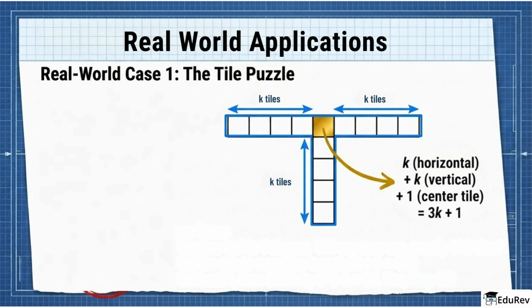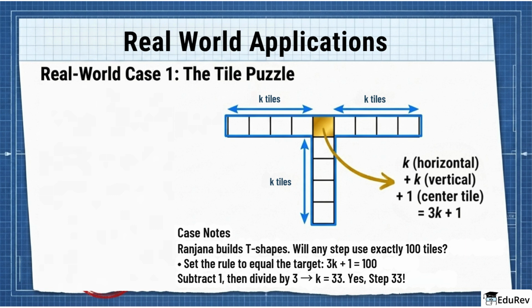And the question is, will any step use exactly 100 tiles? So we take our rule and set it equal to 100. We get 3k plus 1 equals 100. Now solve it step by step. First, subtract 1. 3k equals 99. Then, divide by 3. k equals 33. So what does that mean? At step 33, the T-shape will have exactly 100 tiles. This is how patterns in the real world become equations.